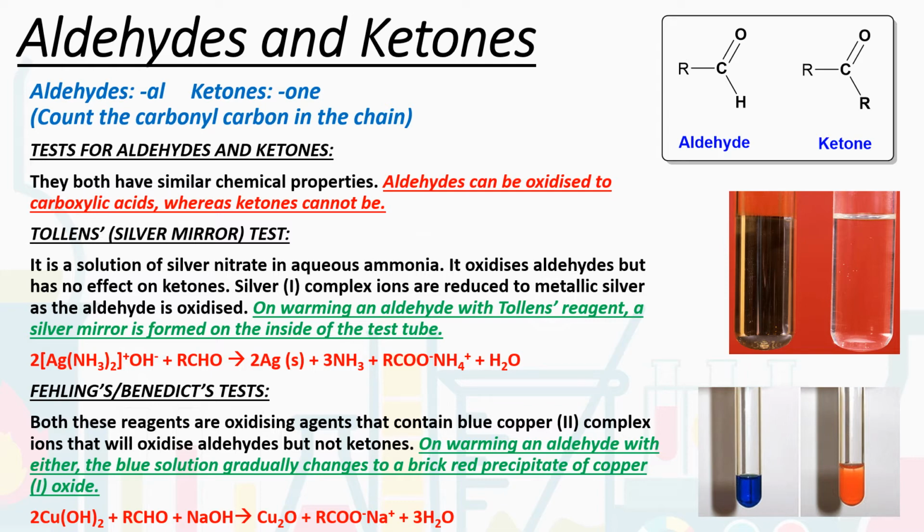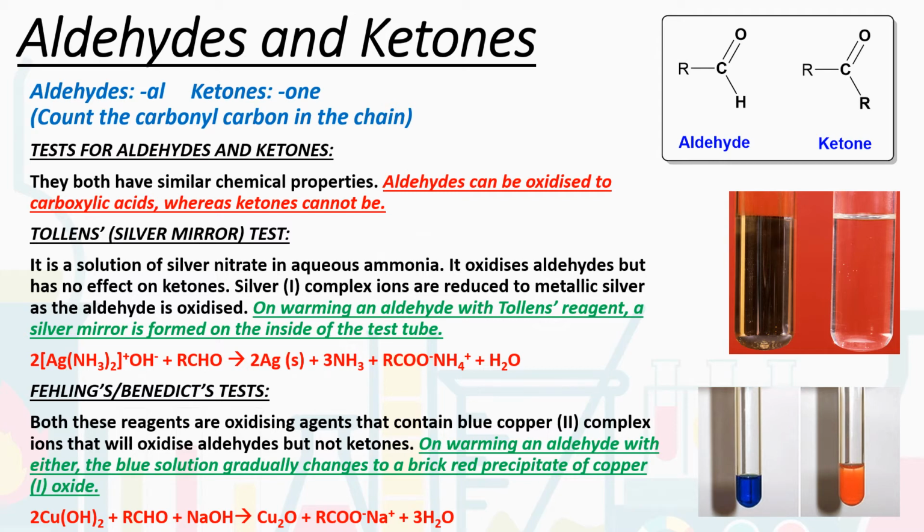And these will again oxidize the aldehydes up to the carboxylic acids, but they will not be able to oxidize ketones. And so again, we oxidize our aldehyde to the carboxylic acid, and so our reagent, in this case the copper, must get reduced, and so we go from having copper hydroxide, copper 2, down to copper oxide, copper 1. And these copper ions are very different colours, so on warming an aldehyde with either of these reagents, the blue solution of the copper hydroxide gradually changes to a brick red precipitate of copper 1 oxide.